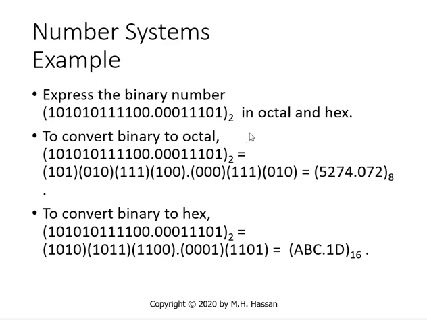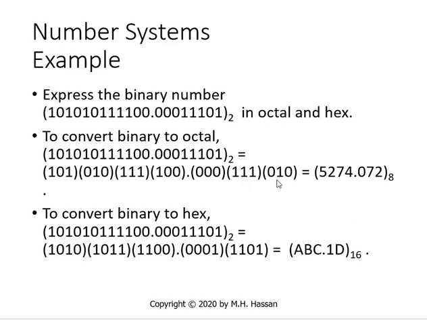As an example, we have a binary number which is given here, 1010101111000001. We'd like to express it in octal and in hex. We take the number and group it in groups of 3. As we see here, we needed an extra 0, so we added a 0. This will not change the value of the number. So we grouped it, and each group will be converted to its equivalent octal digit. So 101 is 5, 010 is 2, 111, 100 is 4, 000 is 0, 010 is 2. So we get the octal.